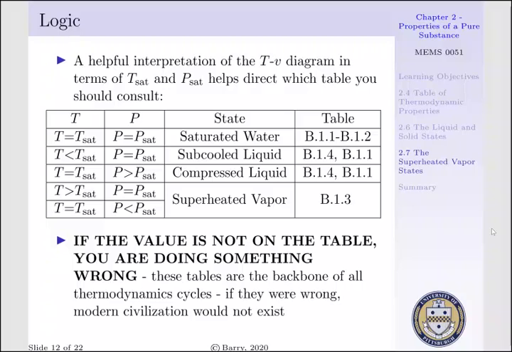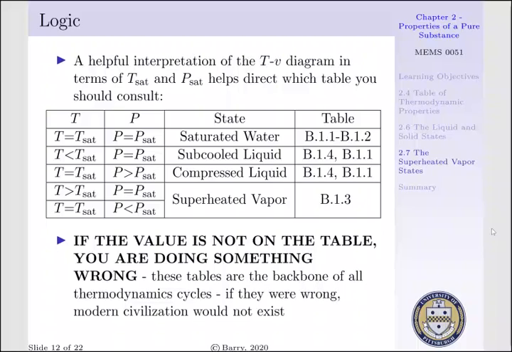If our temperature is less than our saturation and our pressure is equal to our saturation, we are going to exist as a subcooled liquid, and we can use table B.1.4 and B.1.1. If our temperature is equal to our saturation and our pressure is greater than our saturation, we have a compressed liquid, and we can use table B.1.4 and B.1.1.